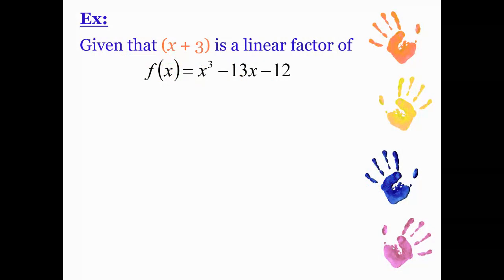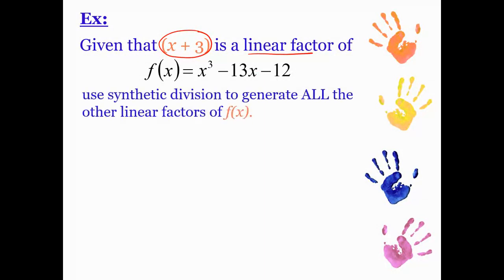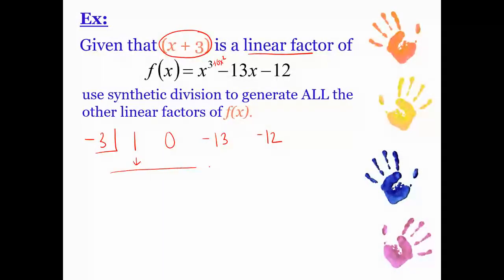Right? So let's see. We're given some information. We're given that x plus 3 is a linear factor of this. And we're going to use synthetic division to generate all of the other linear factors. Sorry, I got ahead of myself. So I'm going to use that negative 3, let's write down our 0. It doesn't use the factor, I need the 0. I've got 1, 0, negative 13, negative 12. Why is that 0 there? Because I have a plus 0x squared. Don't forget that. Let's go ahead and bring down the 1.